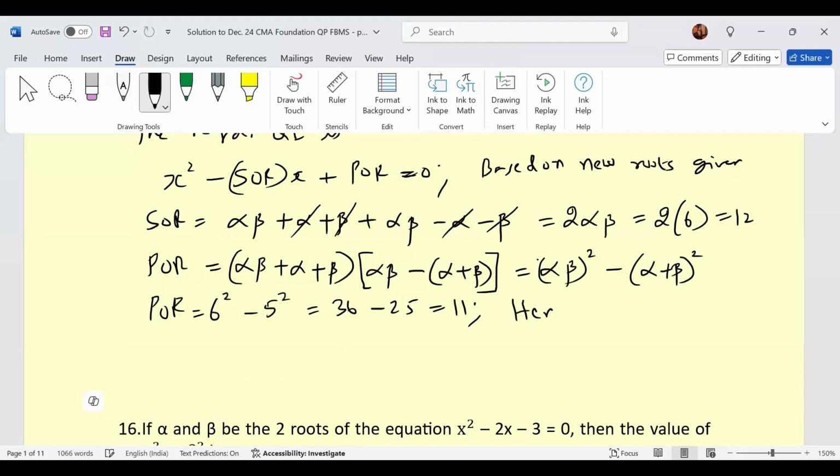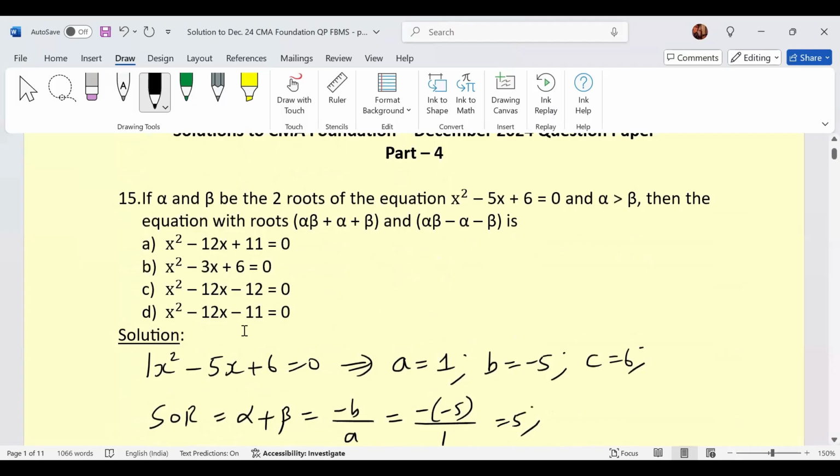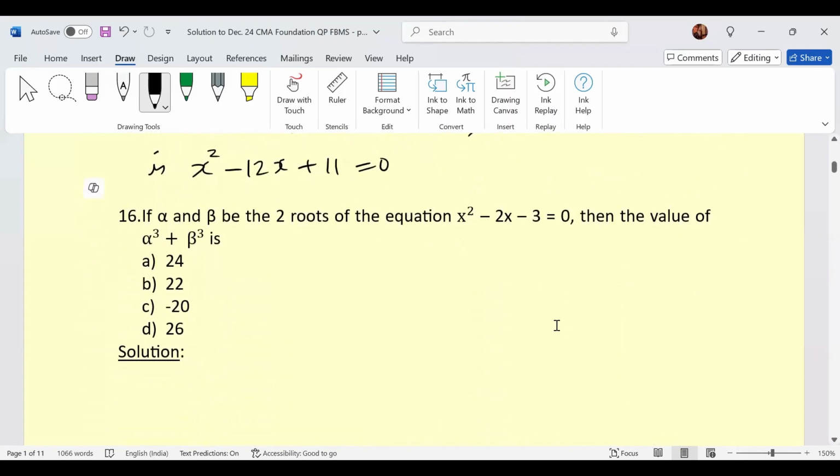Hence, the required quadratic equation is x square minus sum of the roots 12 times x plus product of the roots 11 equal to 0. So, which is that option? We'll check for the option: minus 12x plus 11. That is minus 12x plus 11. Option A is the right option for this 15th question. Let us move on to the next, 16th question.